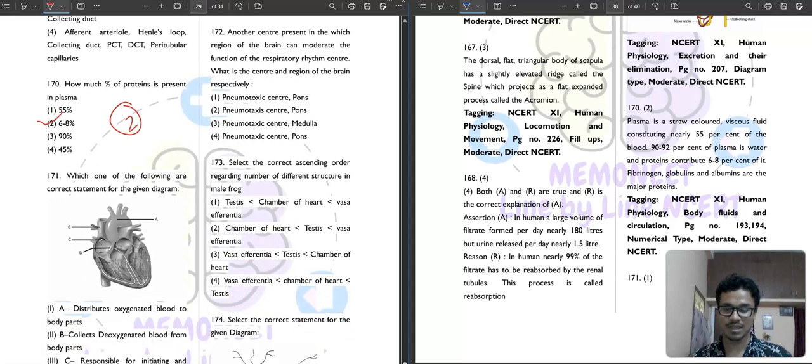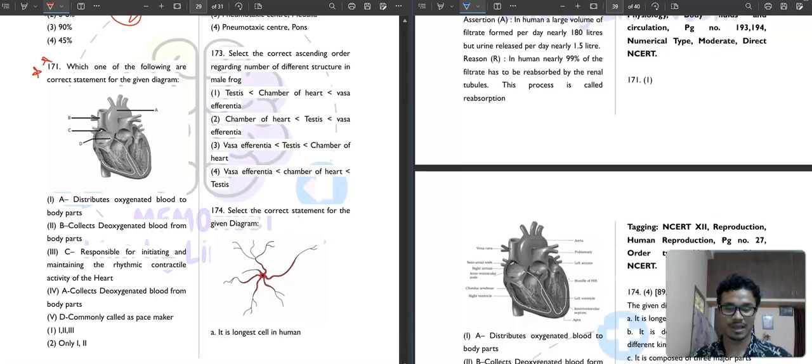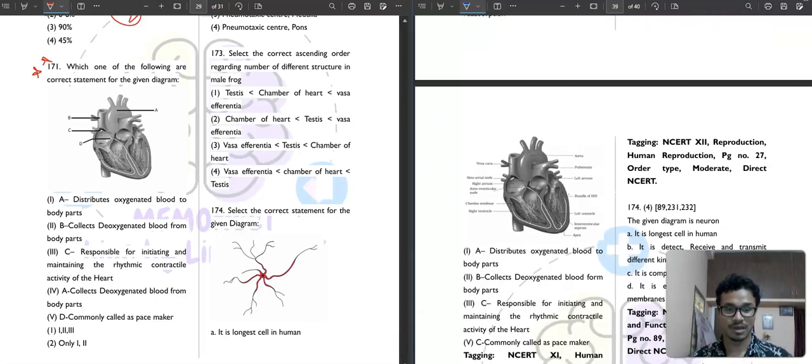Next question is 171. What it is saying is, which one of the following are correct statements for the given diagram? A, B, C, D. Okay, let's see. You have to read all this. It is a very good question, a long question. You need to read everything. So first it is saying that A distributes oxygenated blood to the body parts. Is it correct? Yes, it is absolutely correct. This is your aorta.